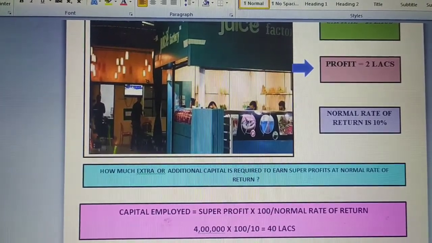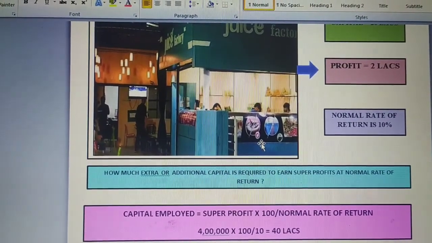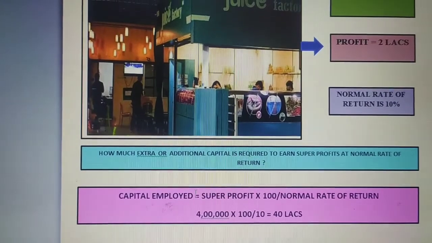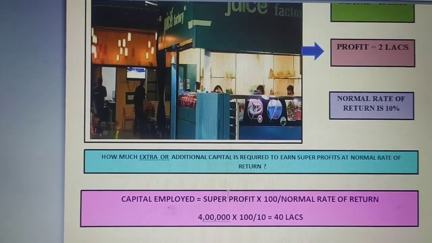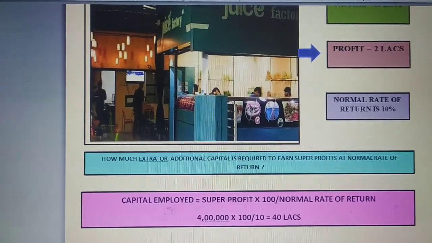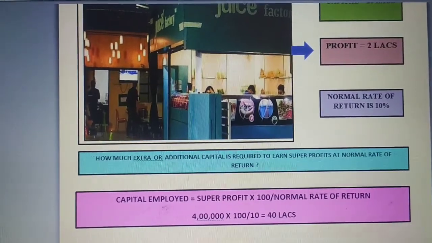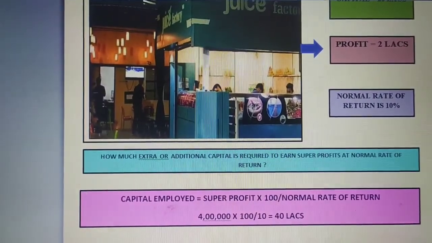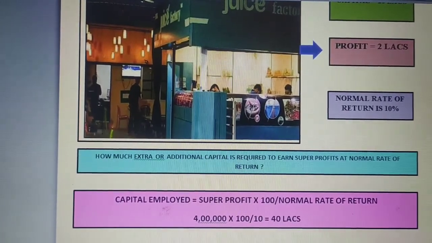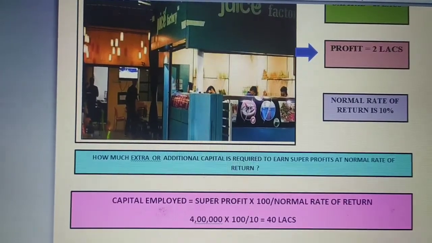So here, how will you calculate how much extra capital Juice Factory needs to get that super profit? So here is a formula. Capital employed equals super profit into 100 upon normal rate of return. Super profit, we are having 4 lakh. How you got 4 lakh? 6 lakh minus 2 lakhs. You got 4 lakhs. Multiplied by 100 divided by 10, you are getting 40 lakhs.